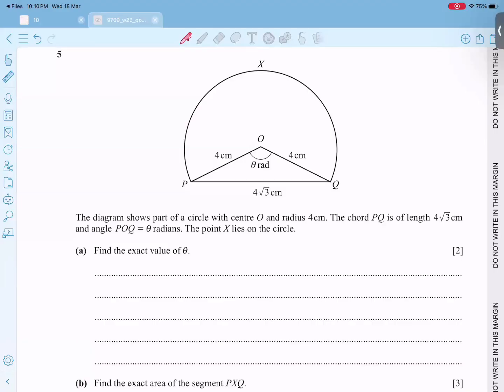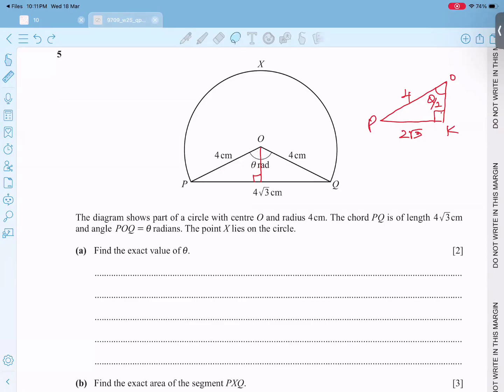Question number 5, students. If you look carefully, a chord of length 4 root 3 is given, and we're looking for the exact value of theta. So what I will do, students, is draw a perpendicular, so I get this triangle. Look, I'll show you. This is a triangle, and this is 2 root 3 because half, this is theta divided by 2, and here 4. Now O and this P for perpendicular, and sorry, P is used already, let's label it as K and P here. So I'm going to make this left side triangle.